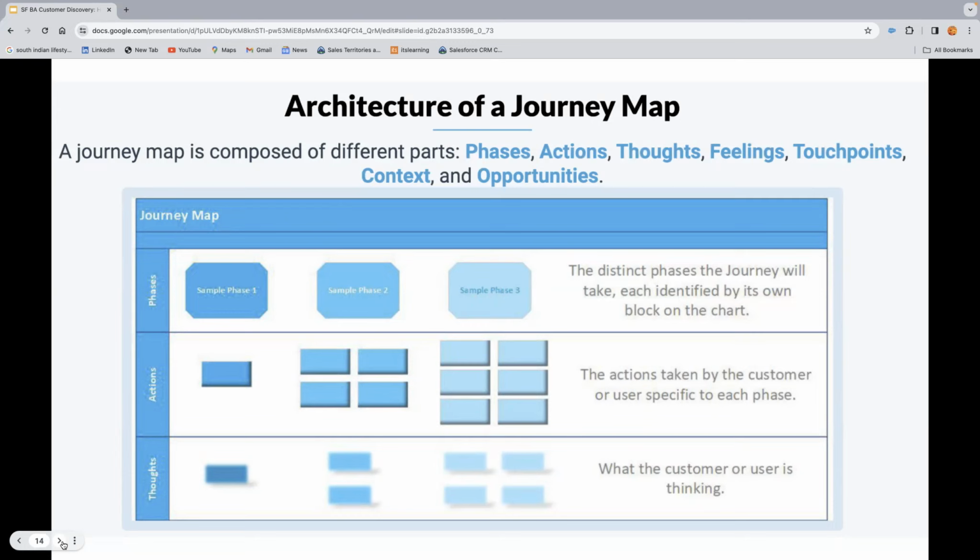The distinct passes the journey will take, each identified by its own block on the chart. The action taken by the customers or user specific to each pass, and what the customer or user is thinking.